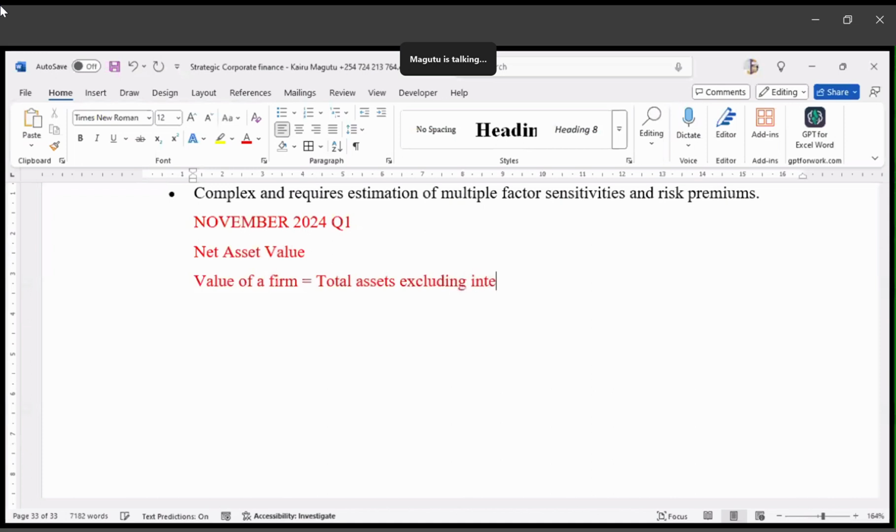Intangible assets. Assets minus total liabilities.